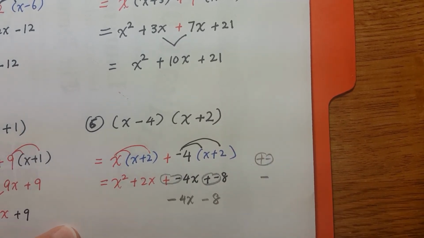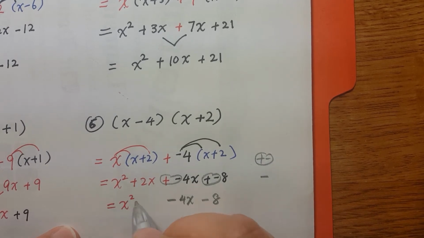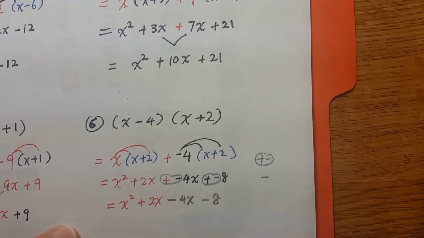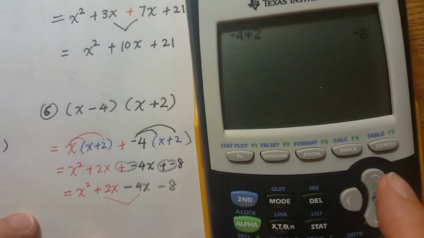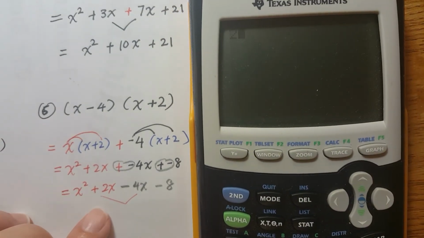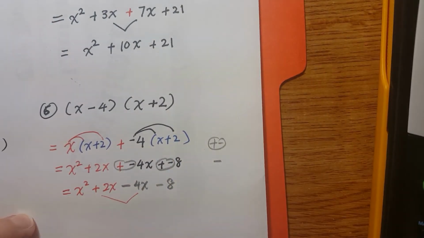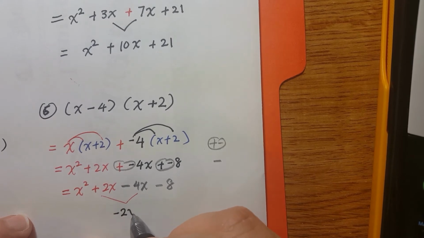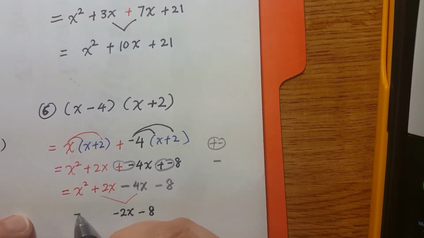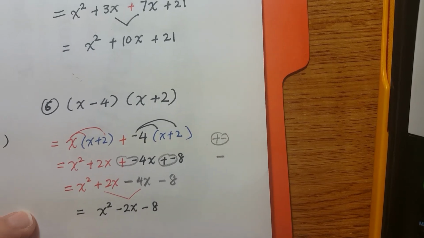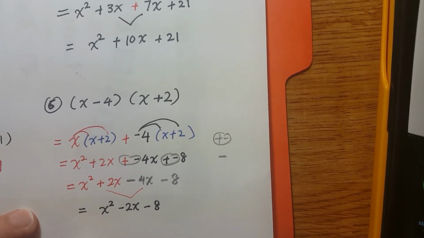Okay. Now we're going to bring the x squared down and bring the plus 2x down. Now you can see we have like terms over here. We have positive 2x and minus 4x. So now we are going to use positive 2 minus 4, which is negative 2. So you get negative 2x. Bring down minus 8, and you bring down x squared. So that's the answer. X squared minus 2x minus 8. The negative sign becomes a minus sign. They're interchangeable.